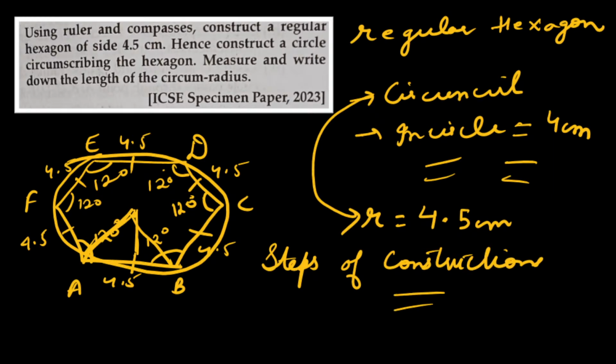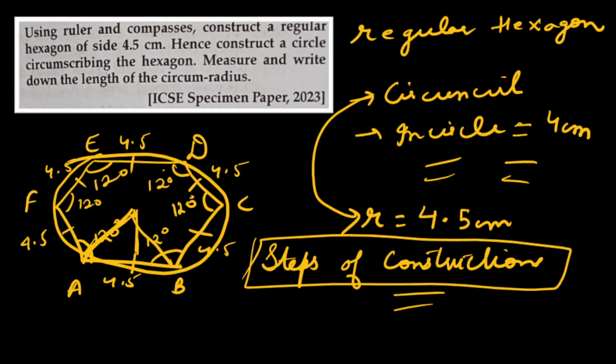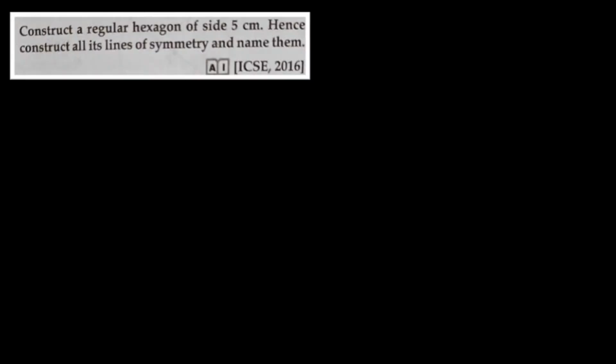In your own language, you can write steps of construction, like draw a line segment of 4.5 centimeter. At point A, draw an angle of 120 degrees, and at point B also draw an angle of 120 degrees. So like this, you can write in your own wordings. You don't have to learn anything by heart, but make sure you are writing steps of construction. Okay, let's do the next question now. Shall I start?